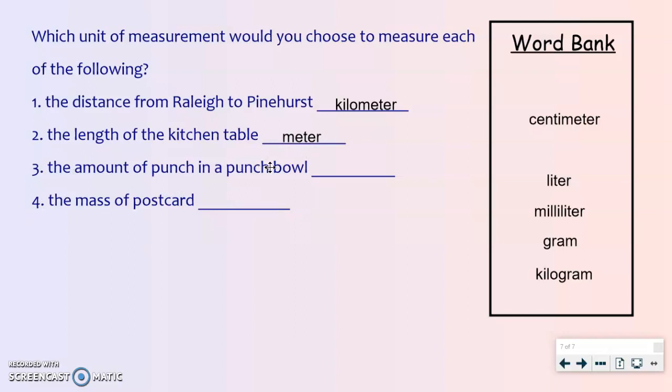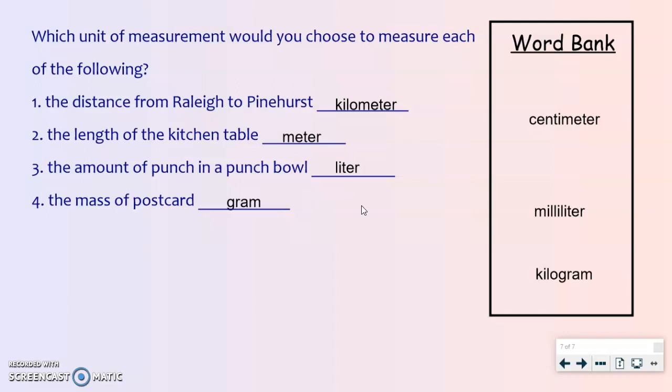The amount of punch in a punch bowl, well, that's going to be between liters and milliliters because it's liquid volume. A medicine dropper would take forever to measure the punch in a punch bowl, so we should go with liter here. And then the mass of a postcard, or how much a postcard weighs, well, if I had to choose between grams and kilograms, I would choose gram. It would be really expensive to weigh a postcard that weighed over a kilogram.